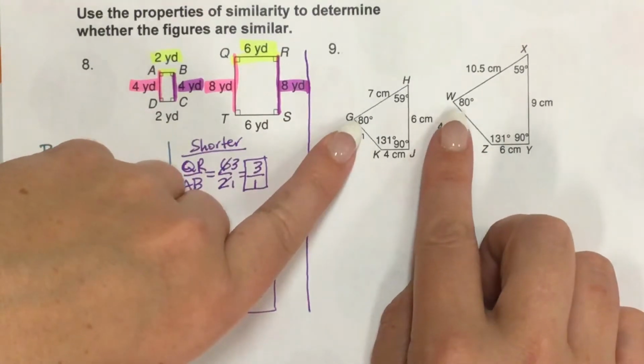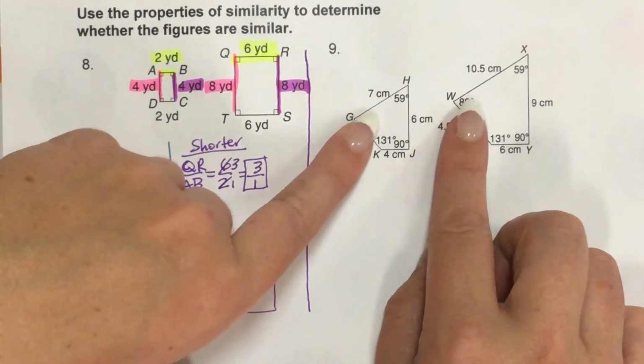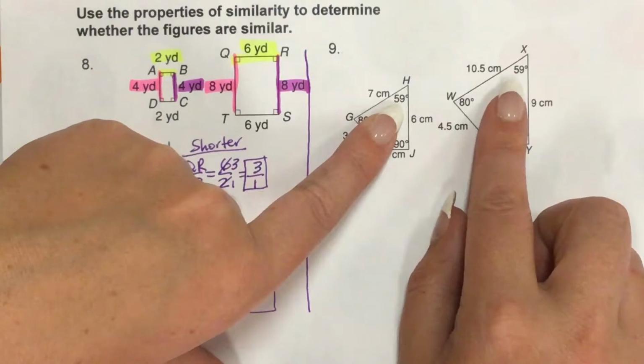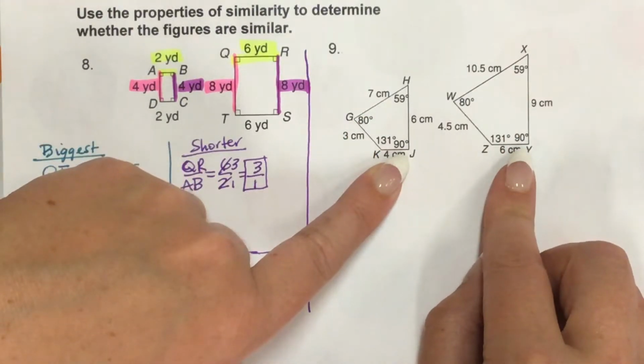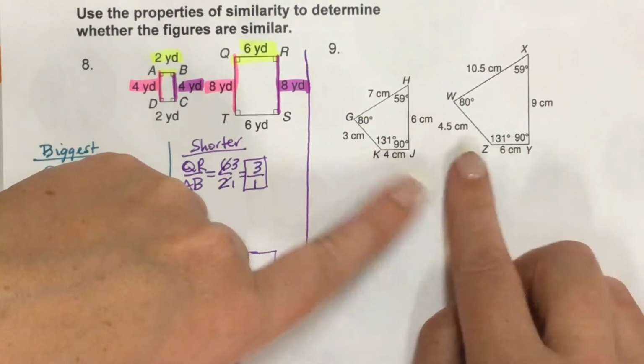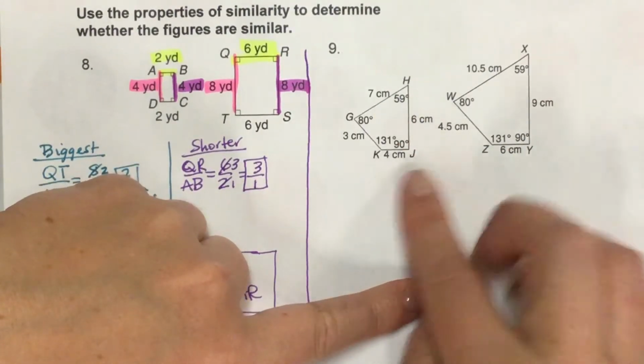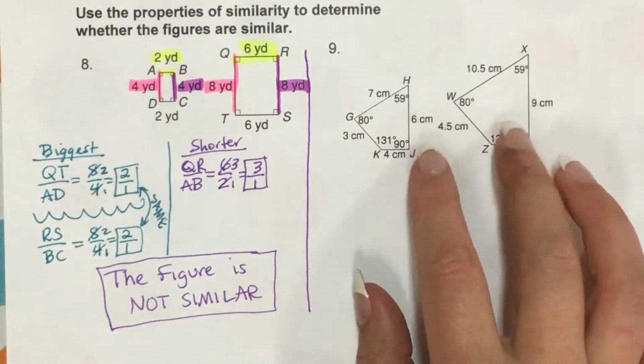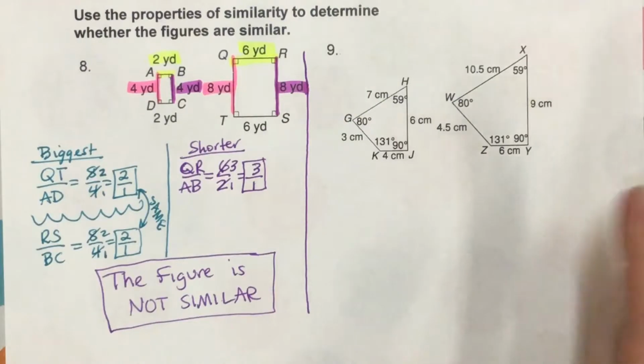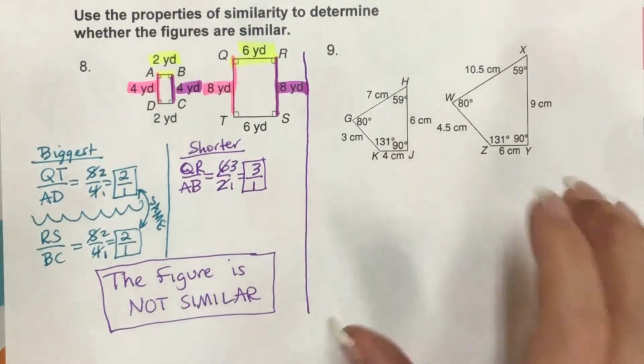I'm going to move over here. We have 80 and 80. So that's the same. Here we have 59 and 59. So that's the same. And lastly, we have 90 and 90. So that means that the shapes are similar. The corresponding angle measures are the same. Okay, so they have the same shape.